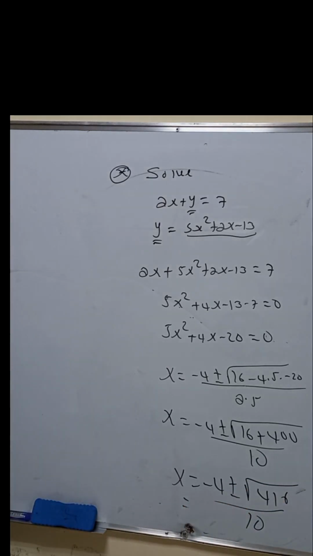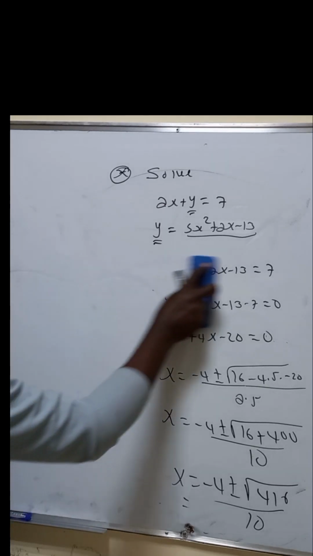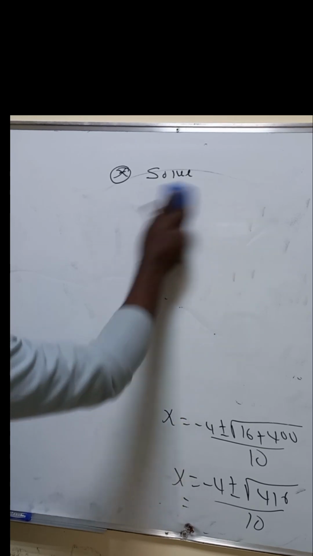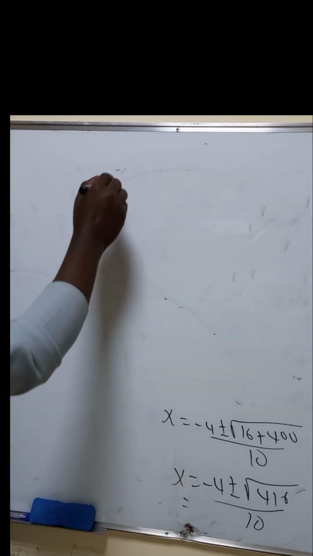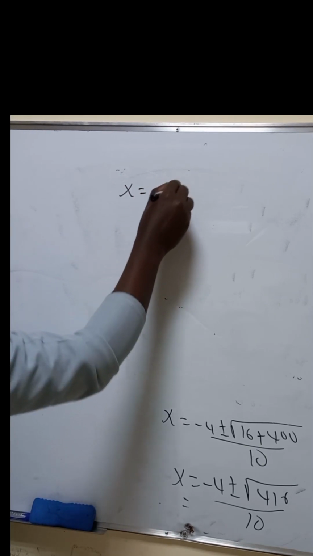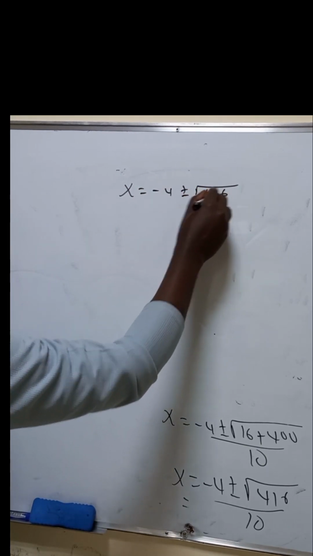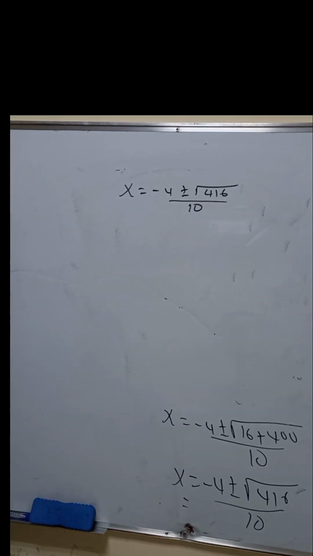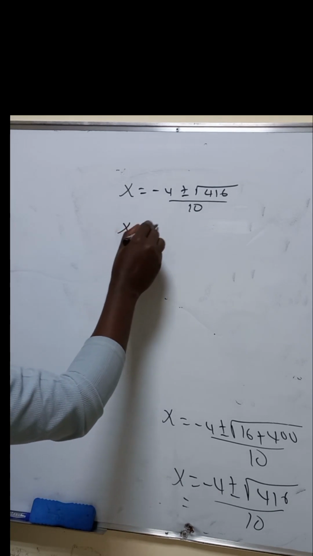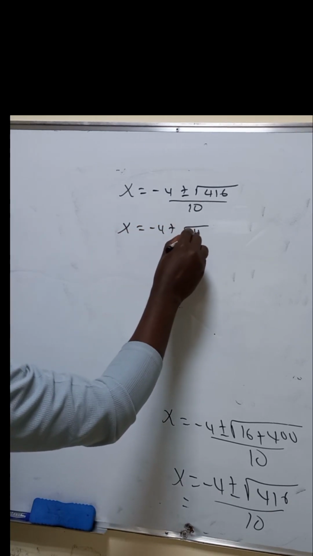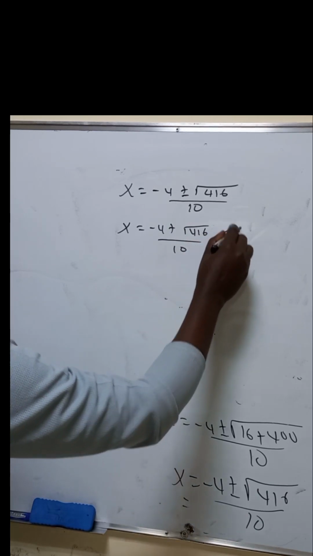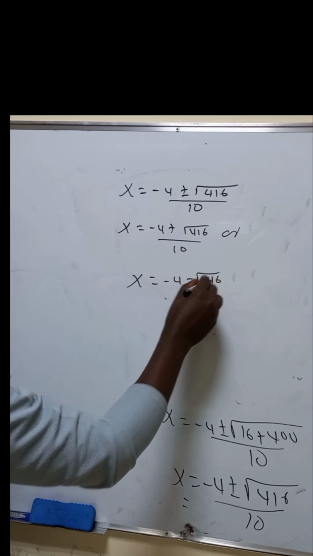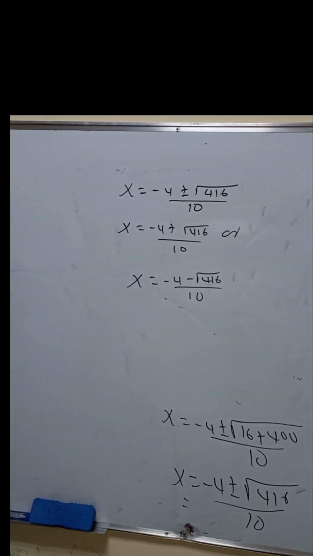So for x we have two values. Now that means x is going to be negative 4 plus or minus the square root of 416 over 10. So x is exactly minus 4 plus radical of 416 over 10, or x is minus 4 minus the square root of 416 over 10. Those are the values.